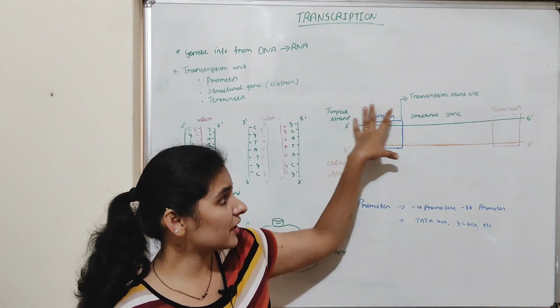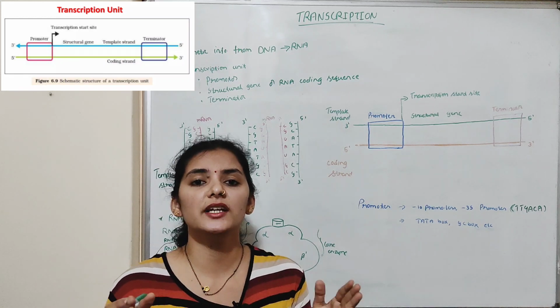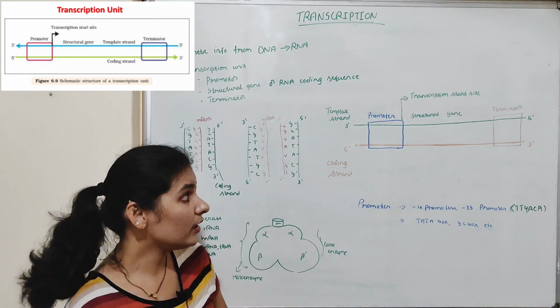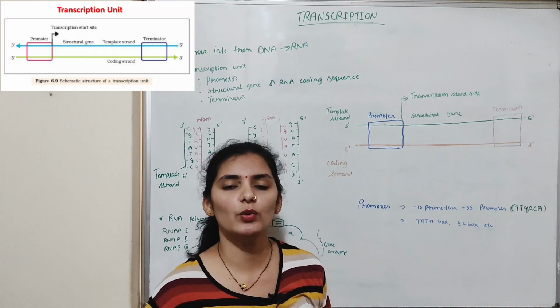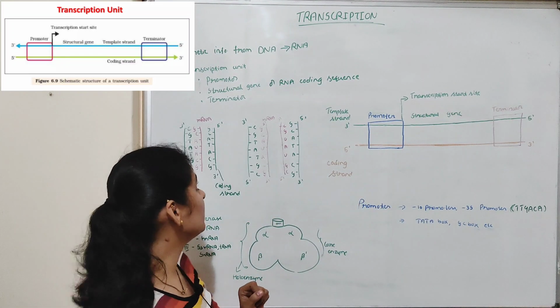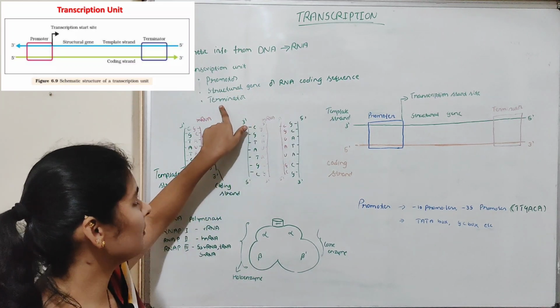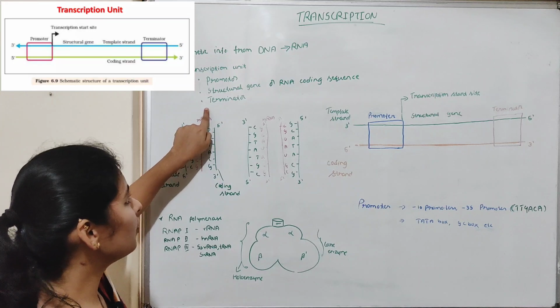Now we'll study the meaning of a transcription unit. Transcription unit is a stretch of DNA that codes for RNA, or it is a sequence of the DNA that will be transcribed into RNA. There are mainly three parts of transcription unit, that is promoter, structural gene or RNA coding sequence, and terminator. We'll discuss these three parts one by one.